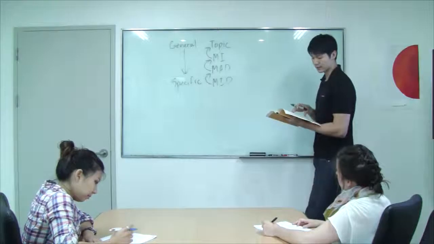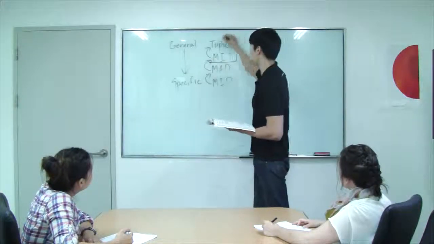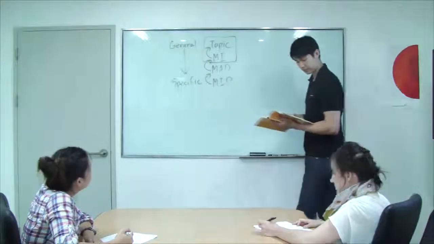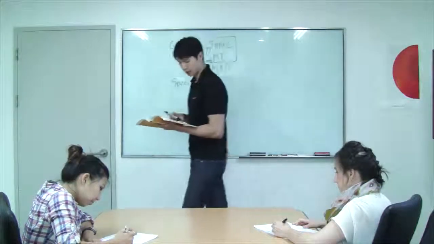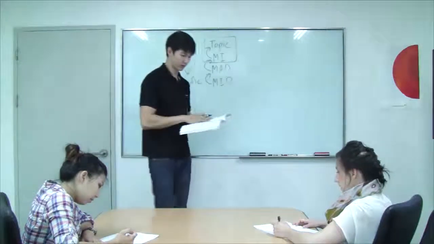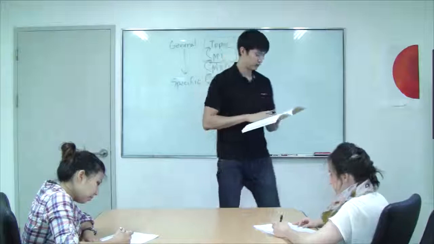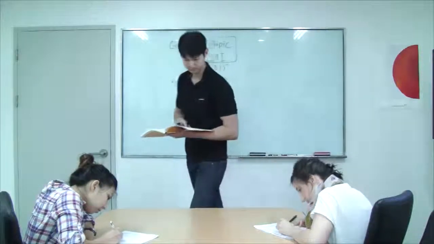So let's go ahead and see how we can identify the topic and the main idea. Let's go to the second section. Look at the first bullet point. In order to identify the topic, what should we listen for, Megan? Words or ideas that are mentioned frequently. Good. Let's go ahead and underline that part.